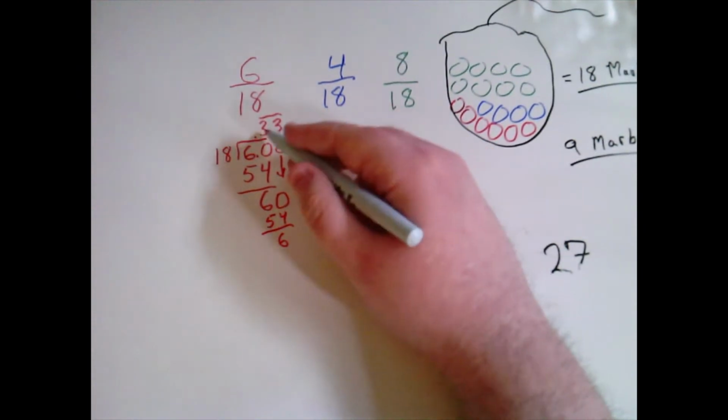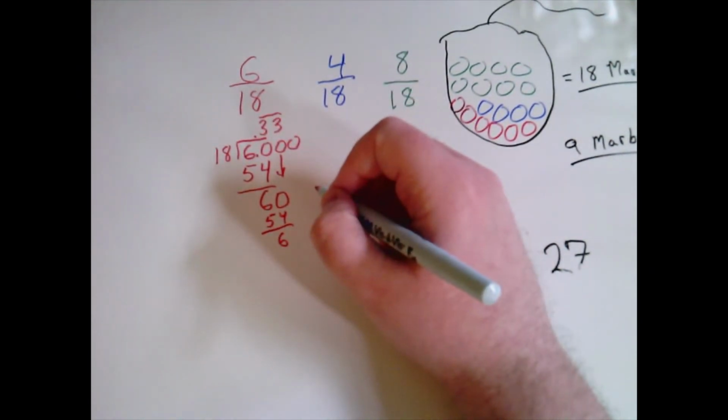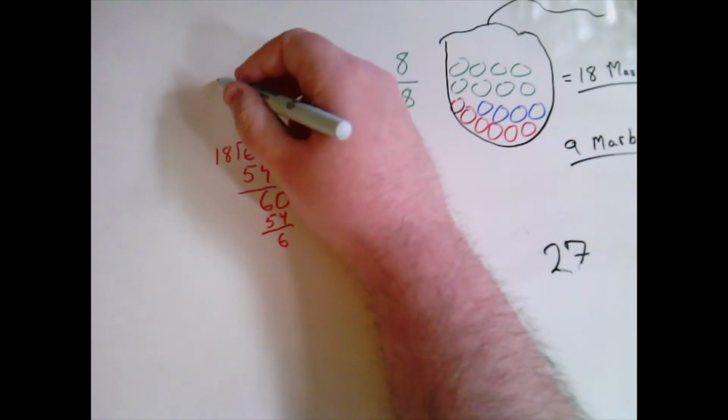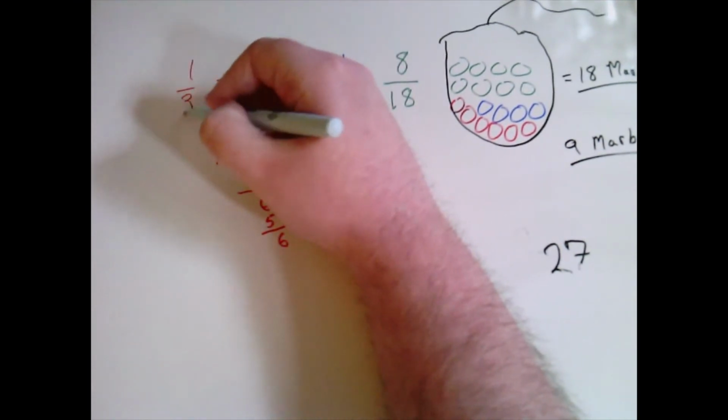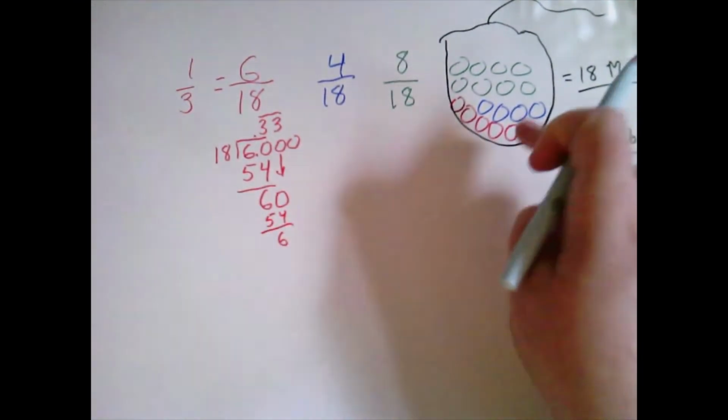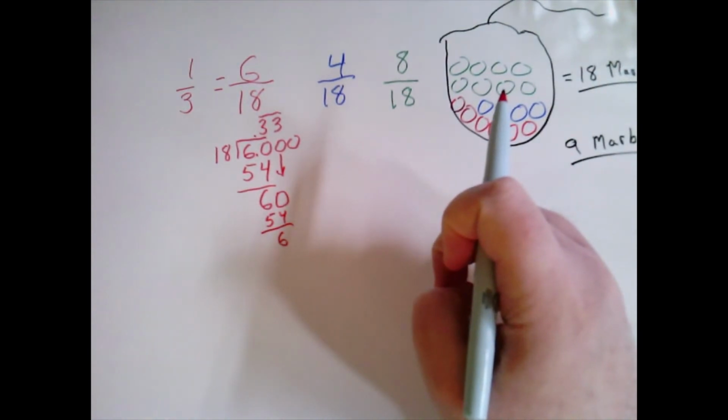Add another 0, this is just going to go on forever, 0.3 repeating, which makes sense actually because 6 over 18 is actually just 1/3. There's a 33% chance of reaching into this bag and pulling out a red marble.